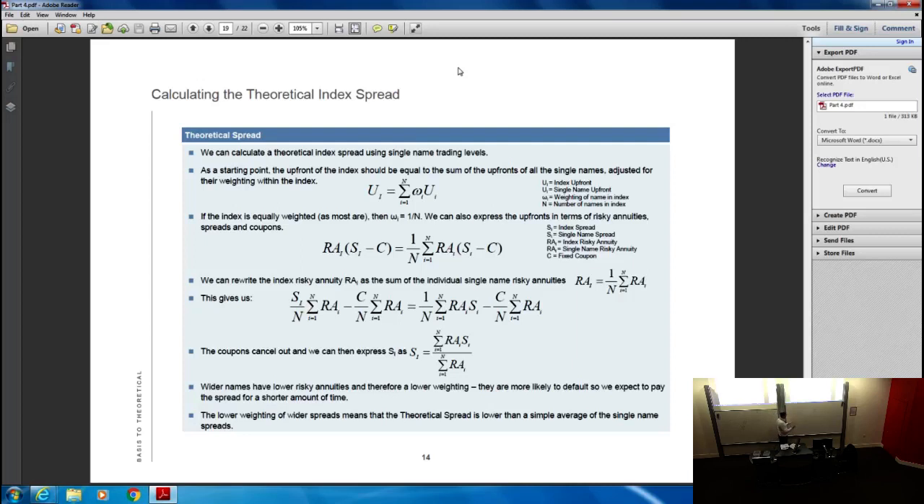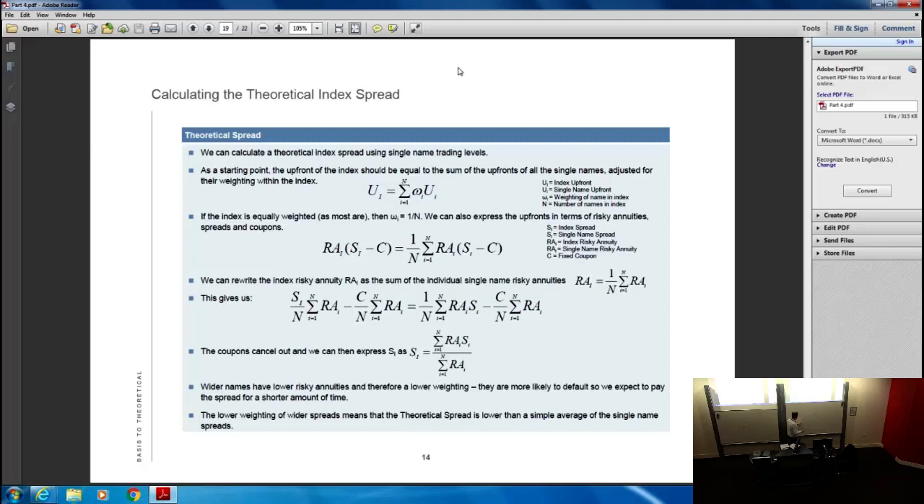The other thing that we know is the upfront of any index is also going to be equal to the spread of the index minus the coupon, multiplied by the risky annuity of that index. As we saw with any single name CDS, the upfront is the difference between the spread and the coupon multiplied by the risky annuity of that particular index.